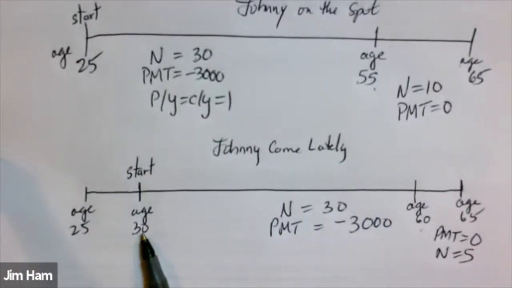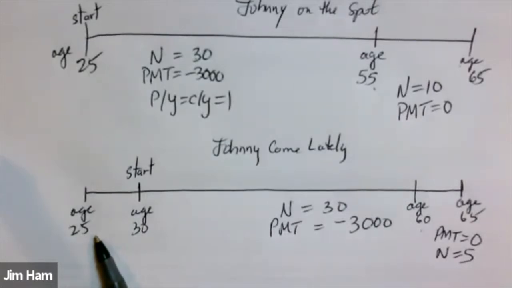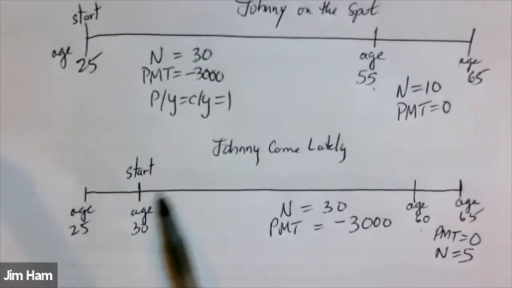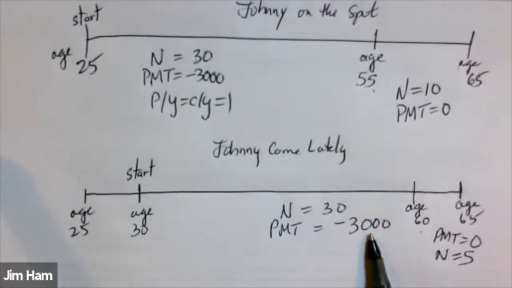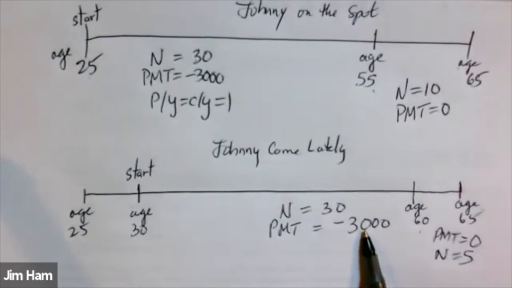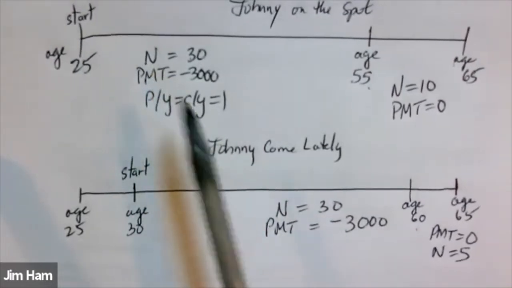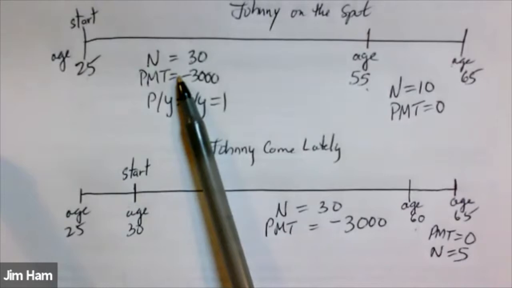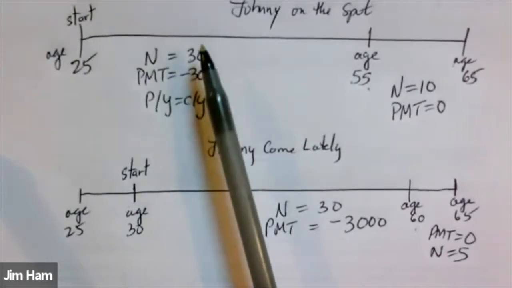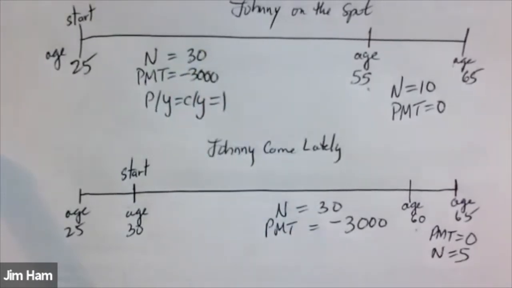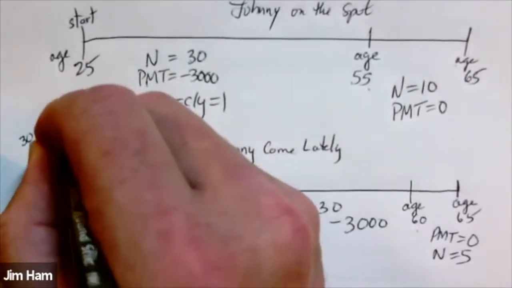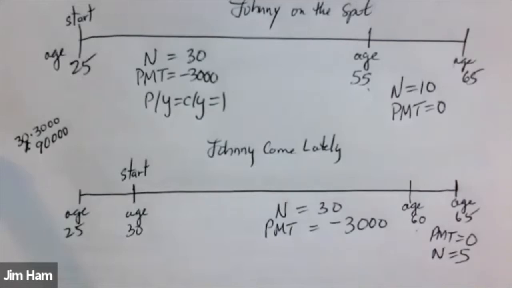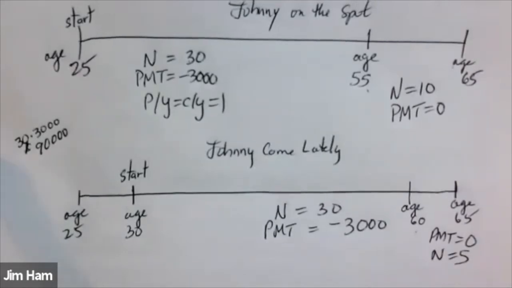He starts investing at age 30. So there's no money made in these first 5 years. And then for the next 30 years, from age 30 to age 60, Johnny come lately is investing $3,000 a year. Notice that both of these guys invested $3,000 for 30 years. So both of them invested $90,000. The only difference here, and they both retire at age 65 and they want to figure out what their future values are at that point.